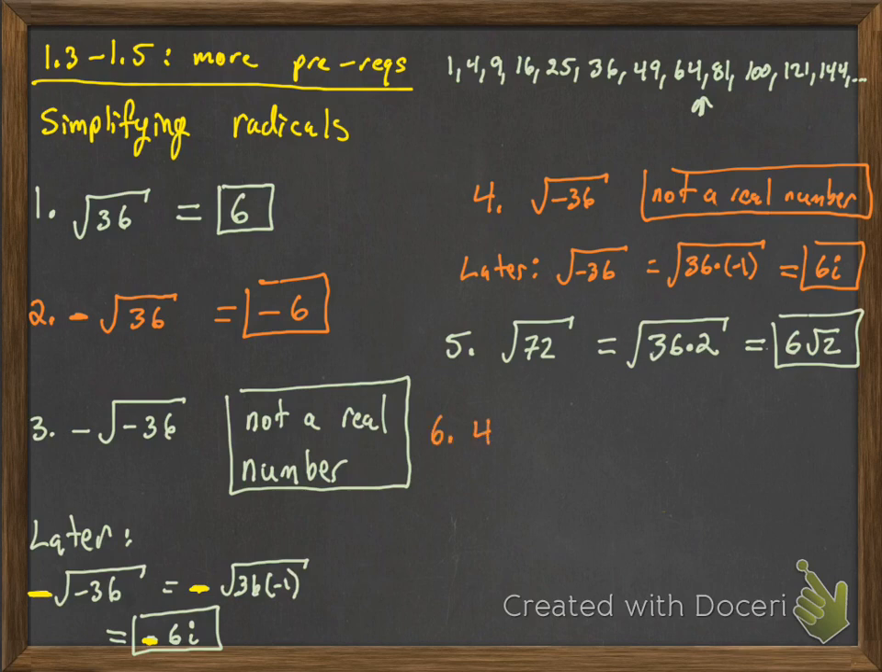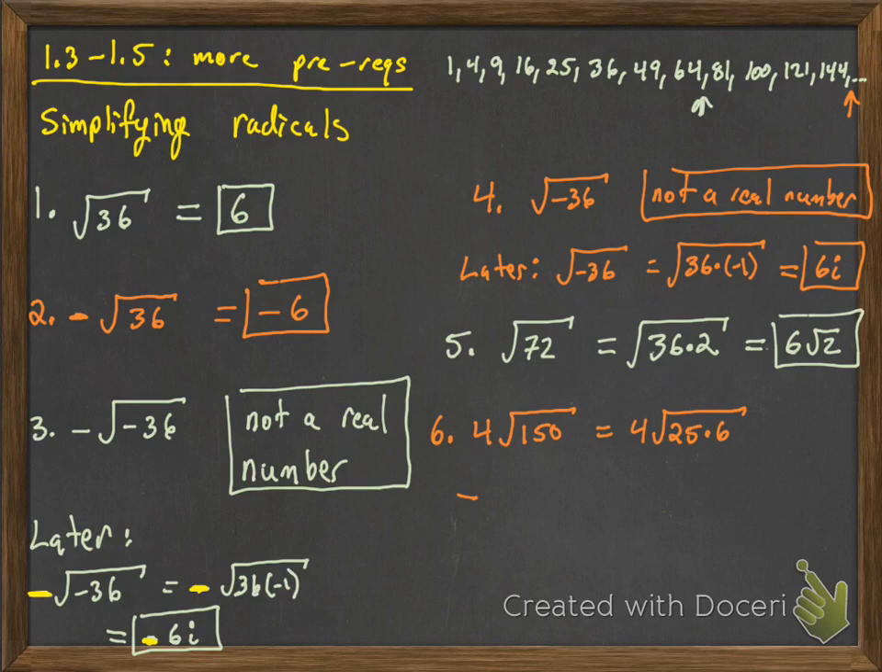All right, let's look at one more. So we have 4 times the square root of 150. And so 150 fits right after 144. The next perfect square would be 169. So we'd have to try perfect squares before 150. It turns out that 25 is the largest. 25 times 6 is 150, okay?